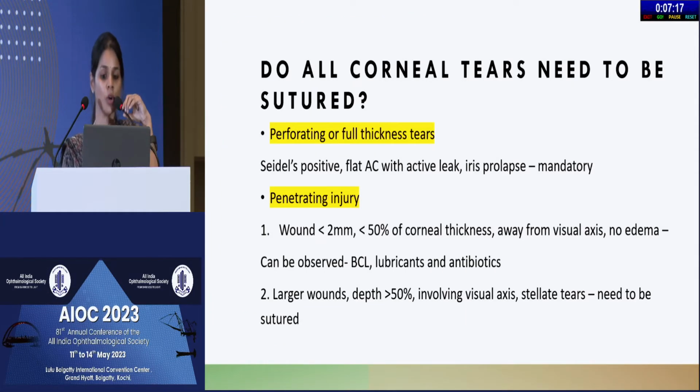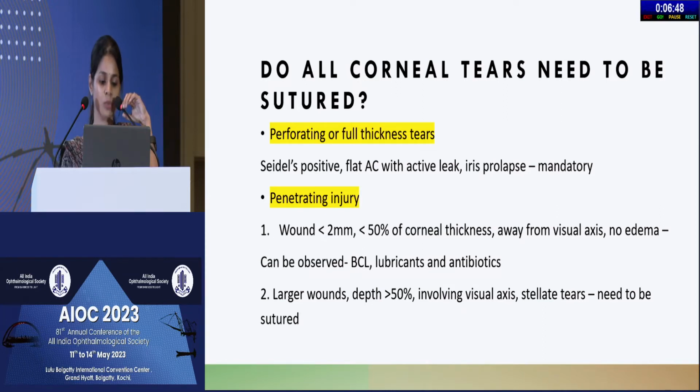So do all corneal tears need to be sutured? It depends on the type of injury. If it is a perforating or a full thickness tear, you have Seidel's positive, a flat chamber with active leak, a soft eye with iris prolapse, yes, it is mandatory to take up the patient. If you have a penetrating injury, which is a smaller wound of less than 2 mm, less than 50% of corneal thickness, away from visual axis with no surrounding edema, it can be observed by placing a bandage contact lens and starting lubricants and antibiotics.